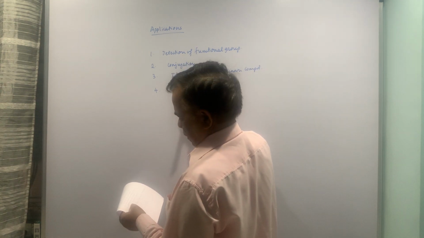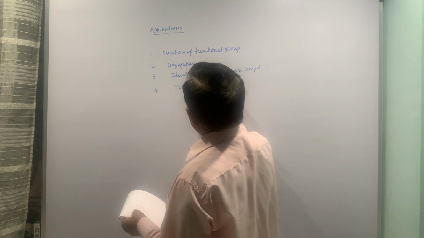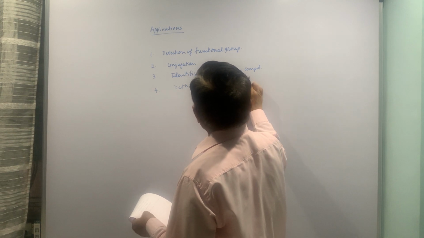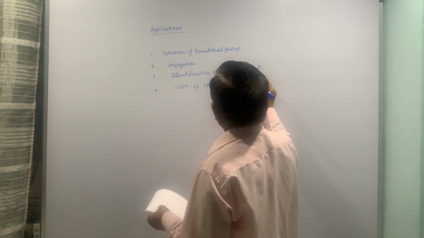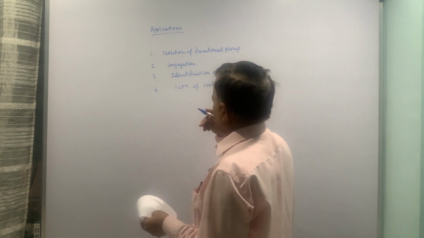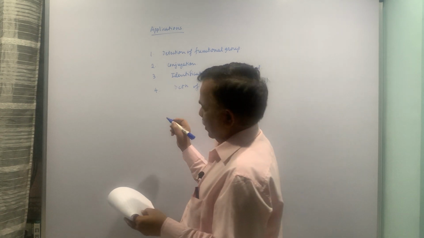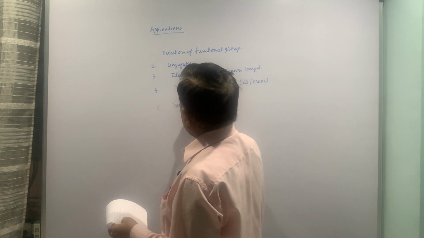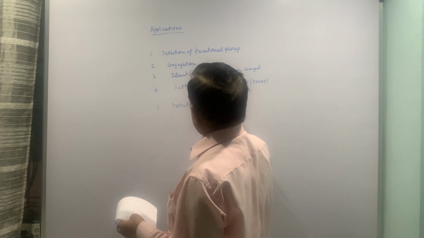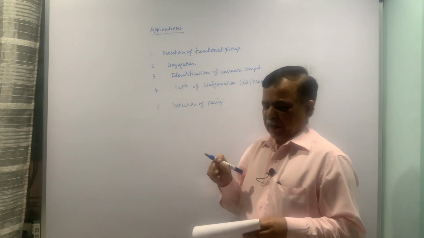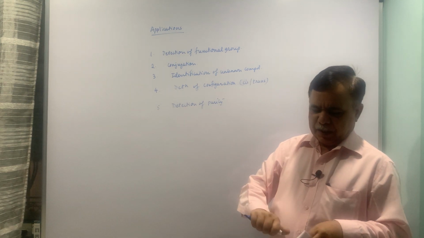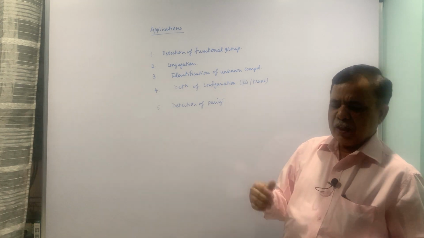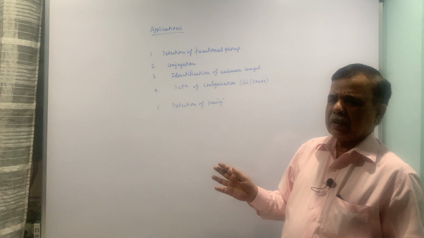Determination of configuration. Now configuration here we are talking about cis trans isomerism. I'll put some examples in that regard. And detection of purity. Now detection of purity is possible only when you are having authentic sample spectra. If authentic spectrum is there, you can put your spectrum, and if the spectrum is devoid of any additional peaks, then you can say that this compound is pure.